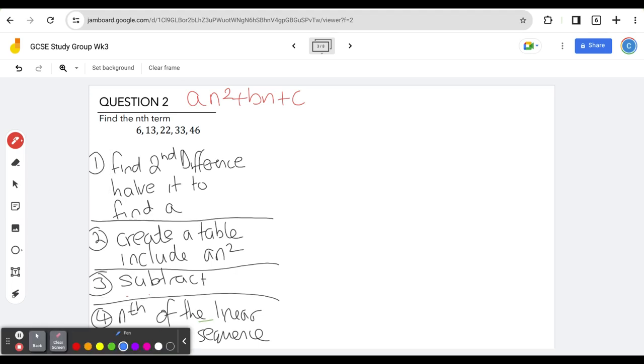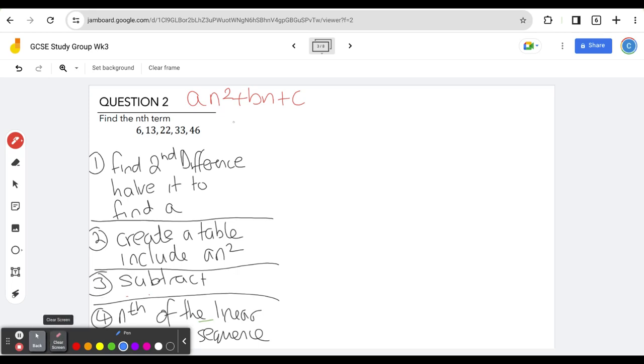So if you're watching earlier, you can rewind it a little bit. We did find that the second difference was 2. So what I'm going to do is halve it. So 2 divided by 2 is 1, which tells me that the value of A is 1. So I actually found the first part of my sequence is just going to be n squared, because we don't write 1. So now I'm at the stage where I need to set up a table.